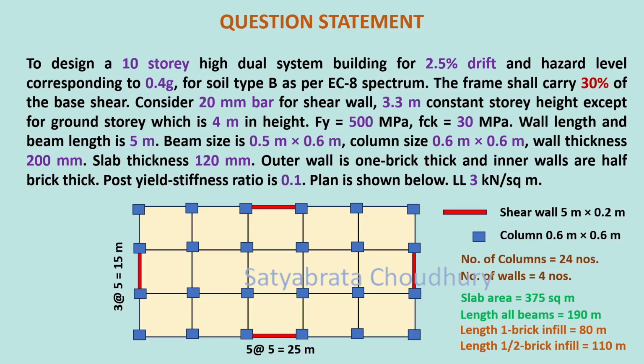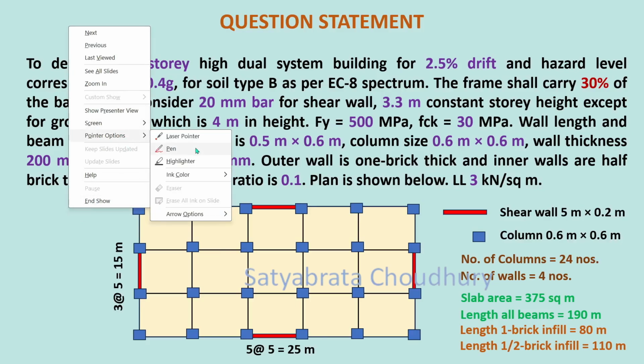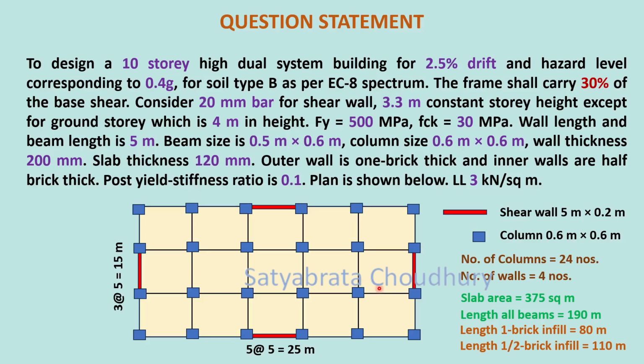The plan is rectangular with 5 bays along the long direction and 3 bays along the short direction. All the bay lengths are 5 meter. The red lines, small rectangles, are the shear walls, whose length is 5 meter and thickness is 0.2 meter. Columns are all square columns 0.6 meter by 0.6 meter. We are taking columns uniform through the whole height of the building for simplicity.